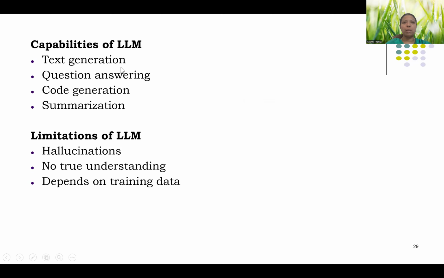So what are the capabilities of this generative AI? In particular, we saw about LLMs, no? They can do text generation, question answering, code generation, summarization; all these things can be done by LLMs. So what are the limitations of LLMs? Here, hallucination is a very important consideration.